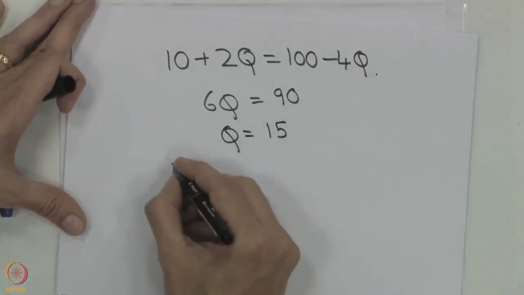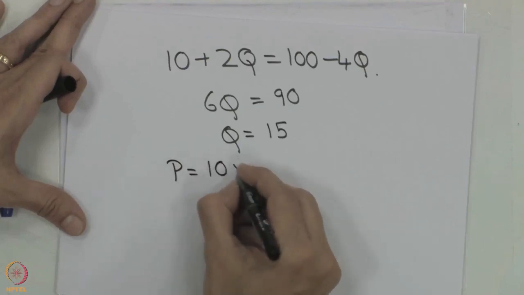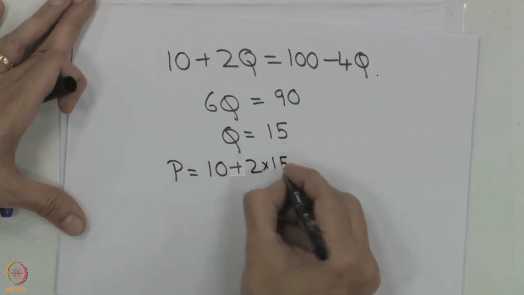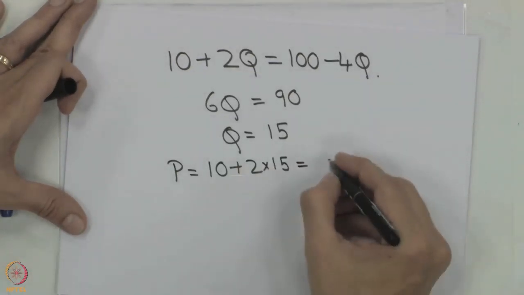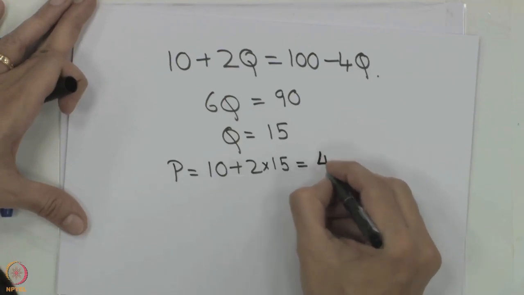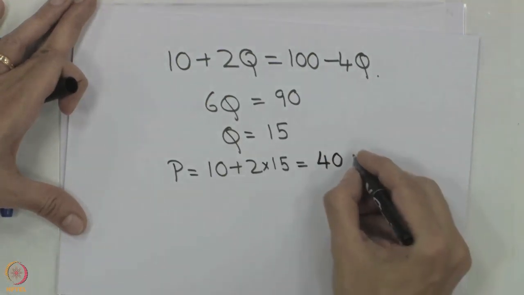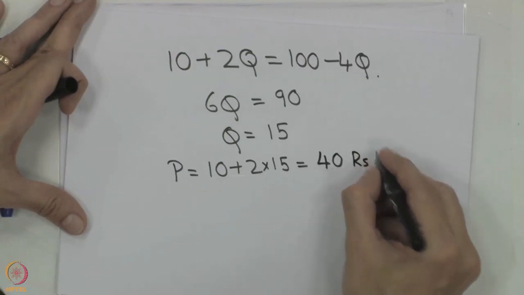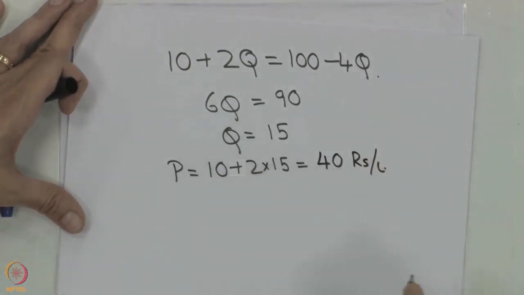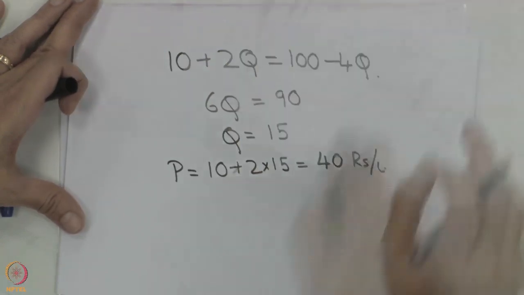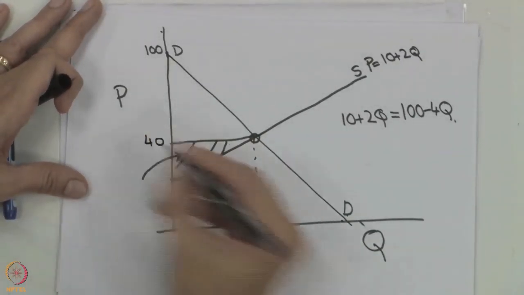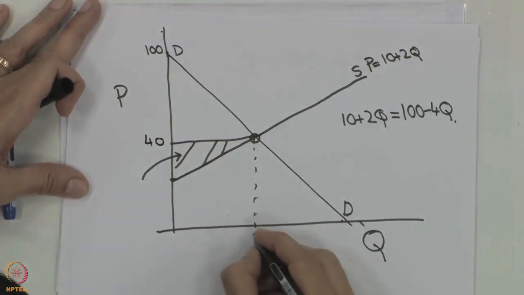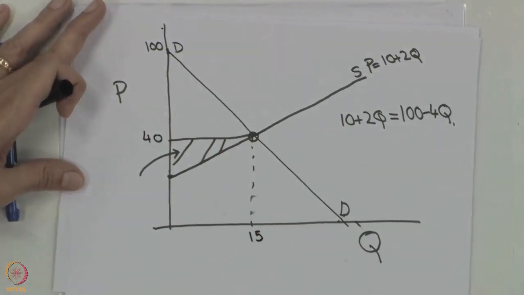Put this back in the price. So the price is 10 plus 2 into 15. That is going to be 30 plus 10, that's going to be 40. So the price is 40 rupees per liter and the quantity is 15 whatever million tons are. So now when we look at this, if you go back to the figure, this is going to be 40 and this is 15.